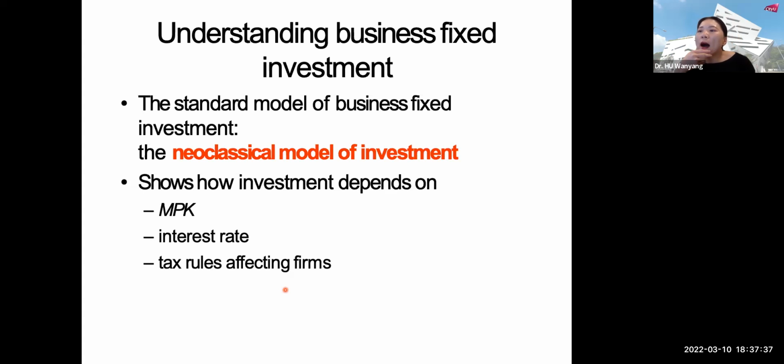Okay. So the standard model of business fixed investment, we call it the new classical model of investment. The investment will depend on three factors. The first one is the MPK, the marginal product of capital. If you have the textbook, you should be able to know what this abbreviation represents. So it's the marginal product of capital.